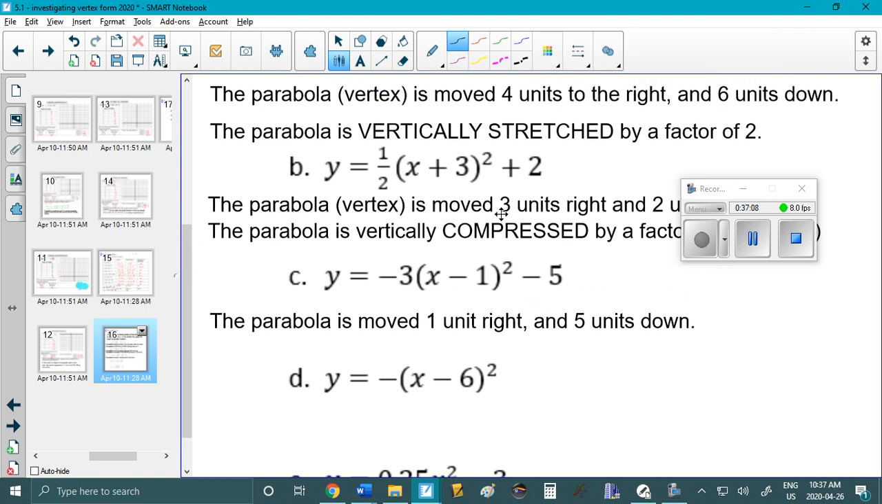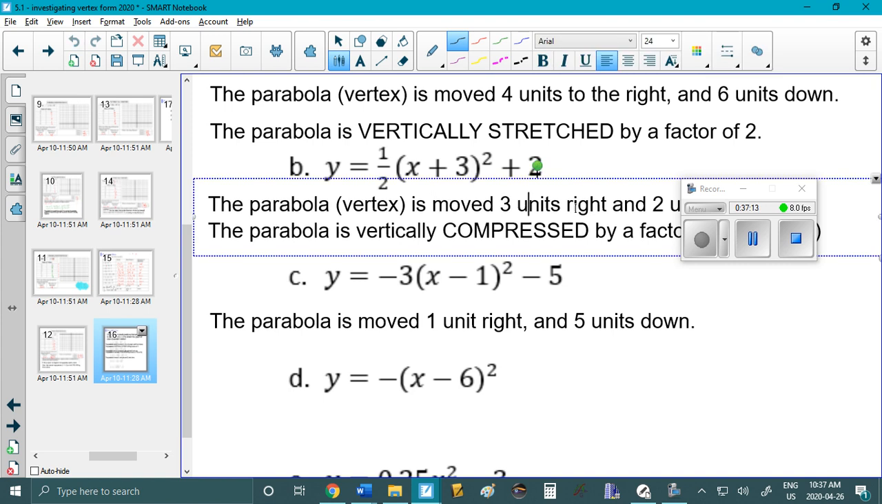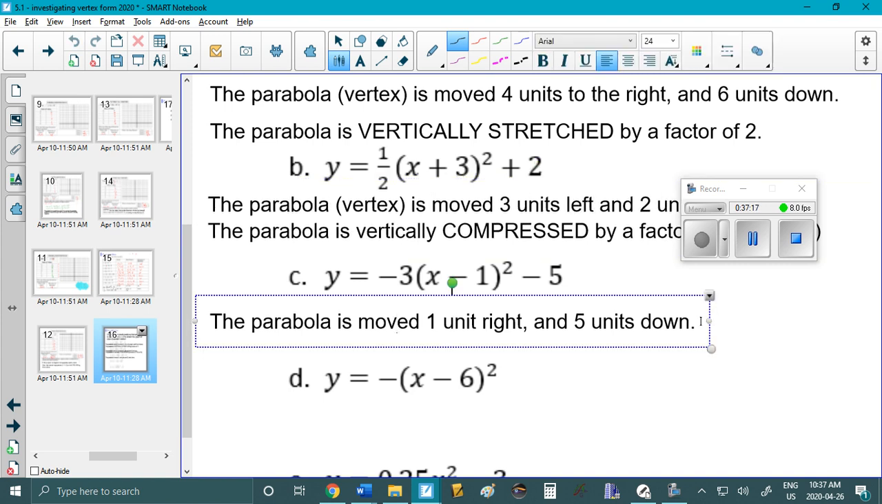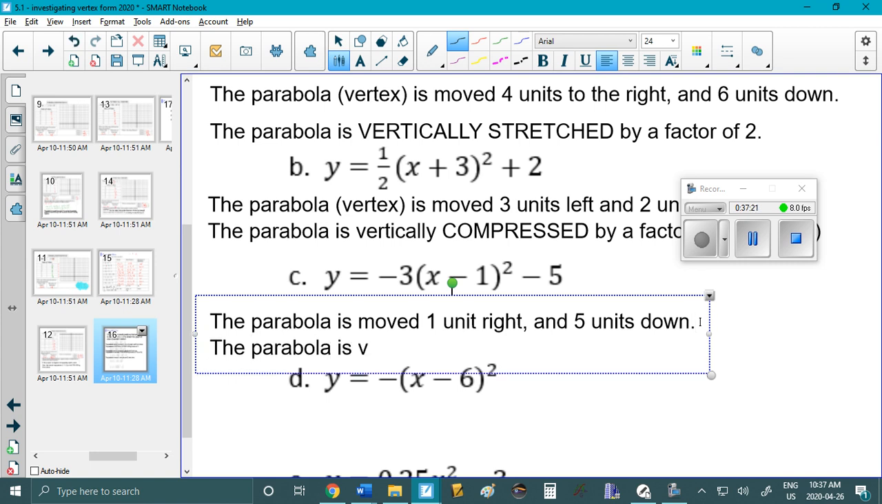So I made a mistake here. I hope you caught my mistake here. This is +3, so the vertex is -3, so this should have been to the left. So I really hope you caught that. If you didn't, mistakes happen. All right, the parabola is vertically compressed by a factor of 3.